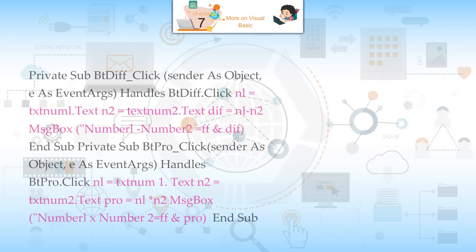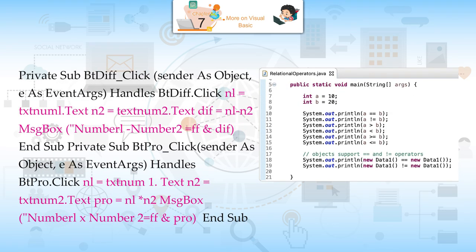End Sub. Private Sub bt_diff_Click(sender As Object, e As EventArgs) Handles bt_diff.Click. n1 = txt_num1.Text. n2 = txt_num2.Text. Difference = n1 - n2. MessageBox("num1 - num2 = " & diff).